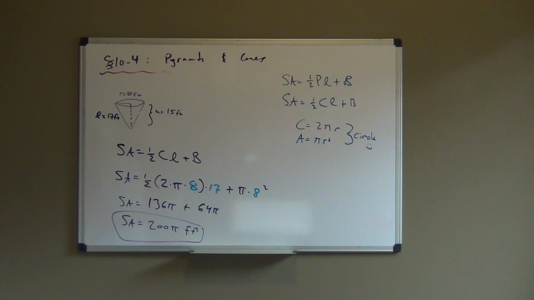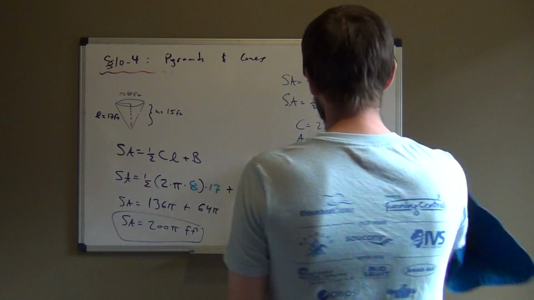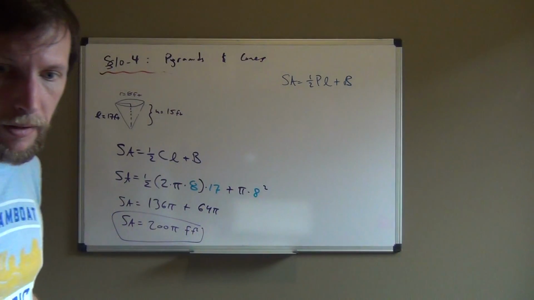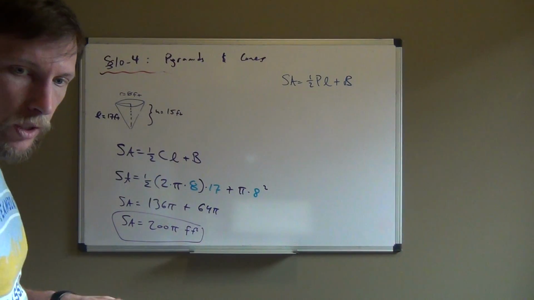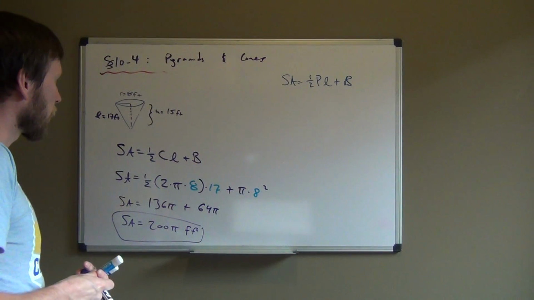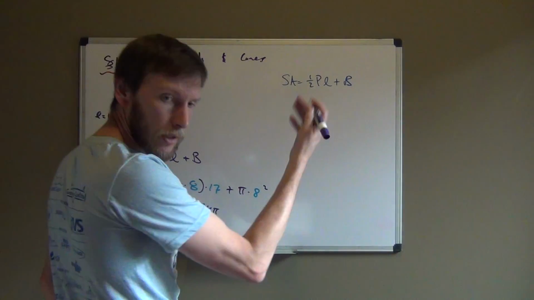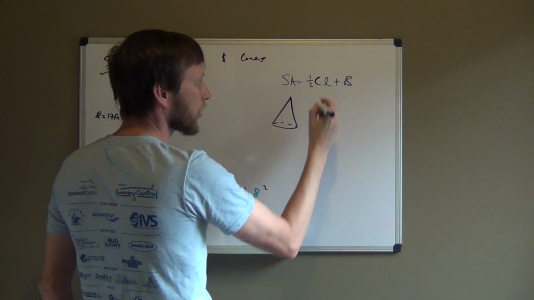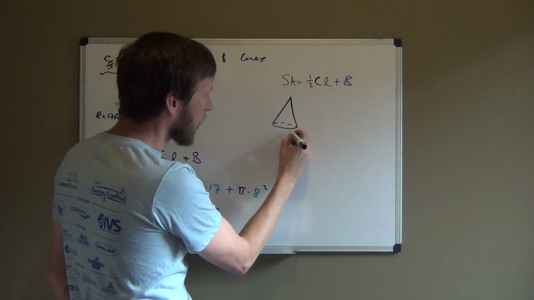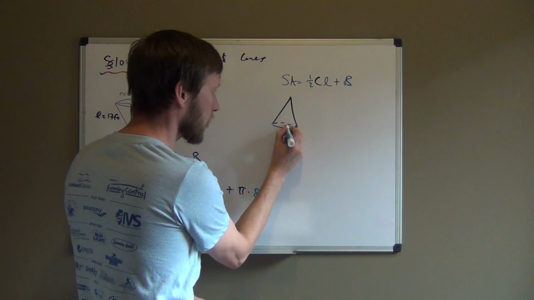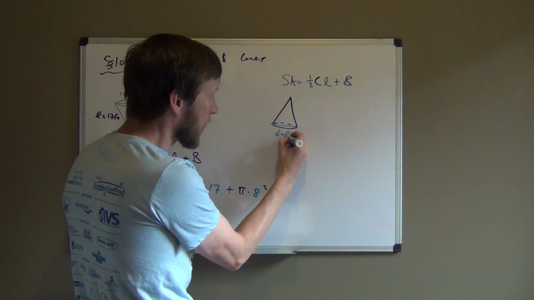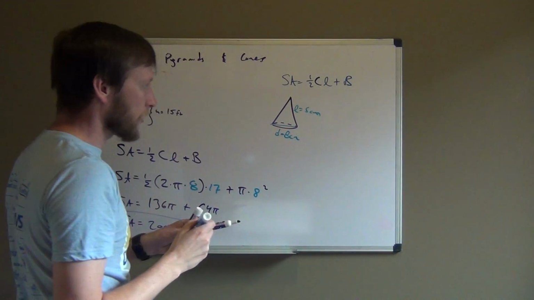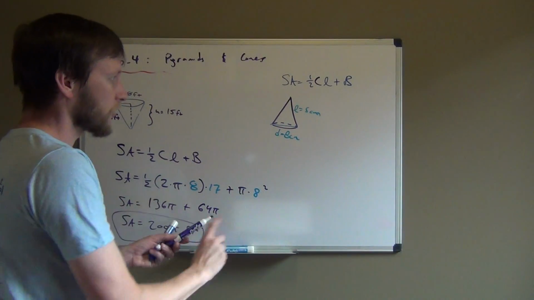For our second example, and again, if I'm going too fast, pause the video. For our second example, we are going to have the slant height given to us. Again, if we were given the height, we might have to use the Pythagorean theorem to figure out what the slant height is. This is going to be CL. So our diameter in this case, not trying to trick you here, is equal to 8 centimeters, and the slant height is equal to 5 centimeters.